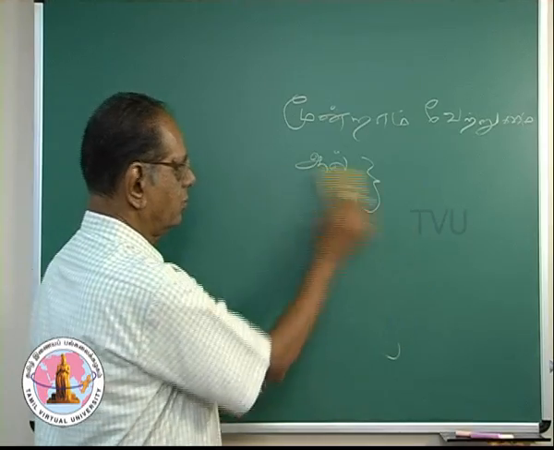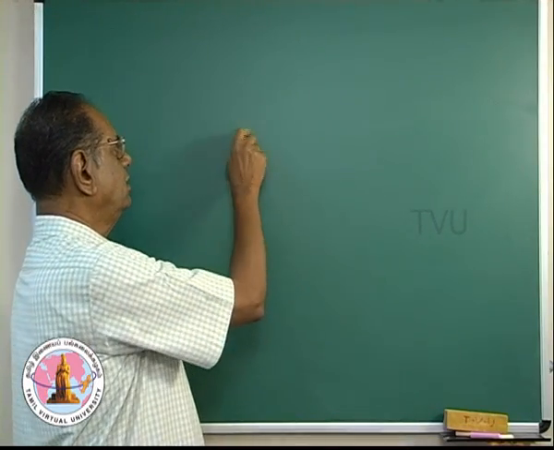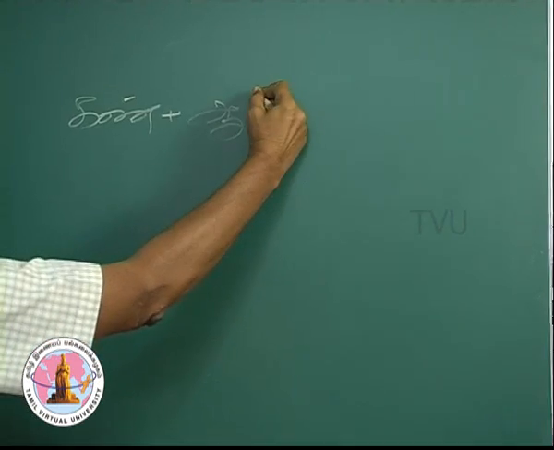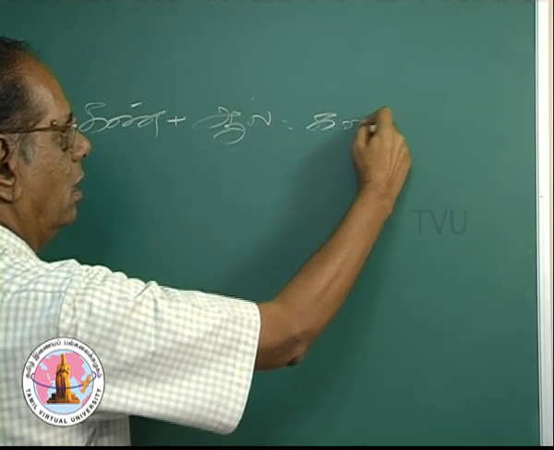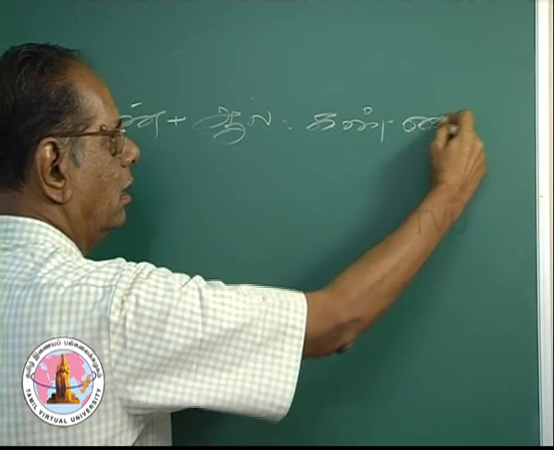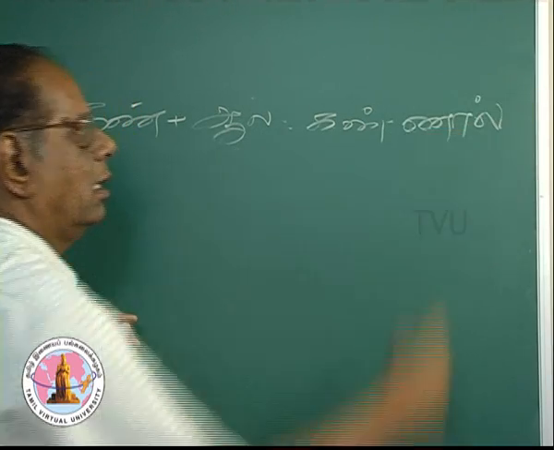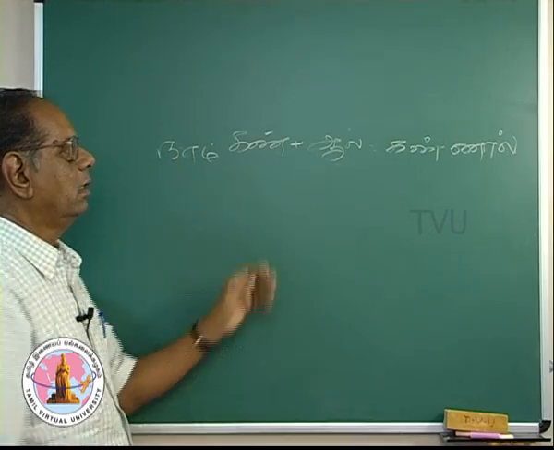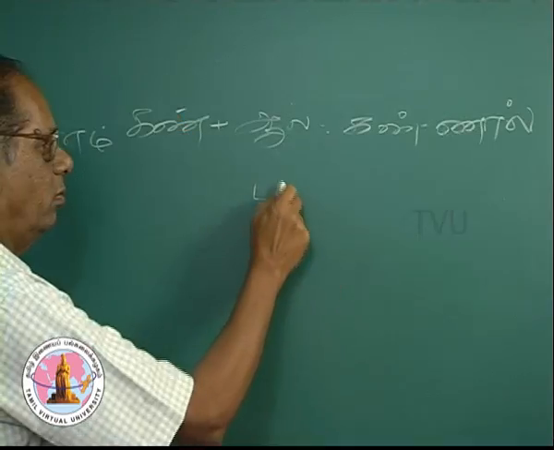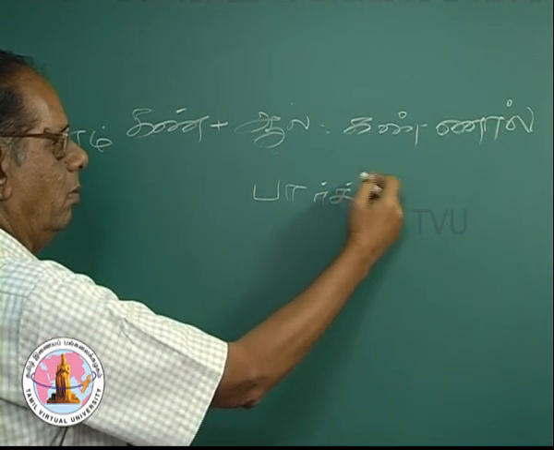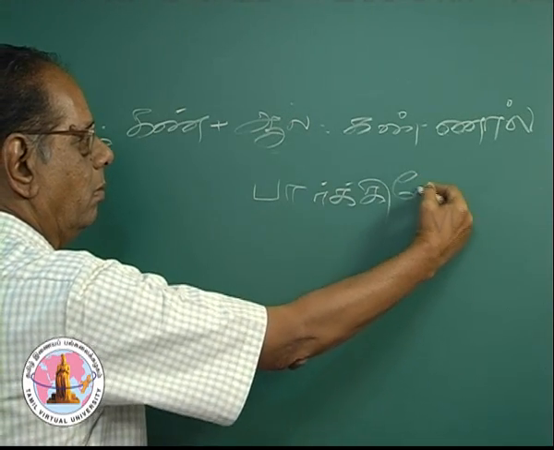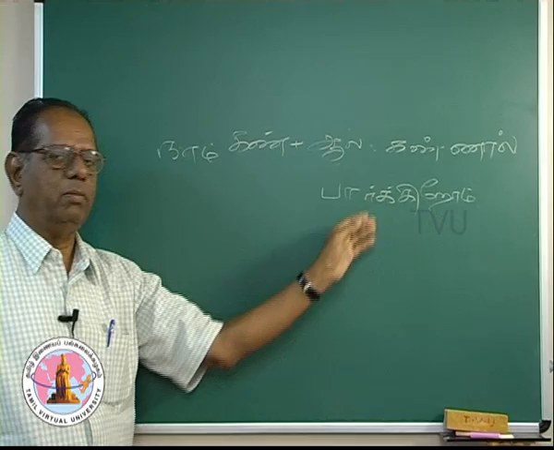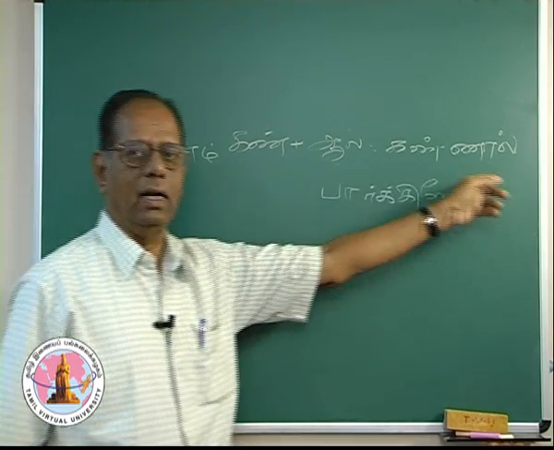We did have an example in the last class, that is kan plus aal: கண்ணால். நாம் கண்ணால் பார்க்கிறோம். கண் பிளஸ் ஆல் கண்ணால்.